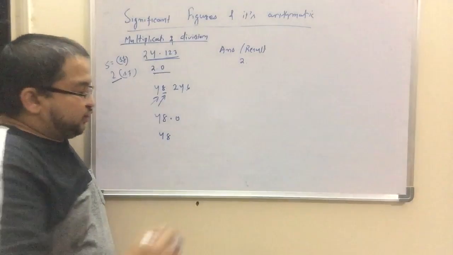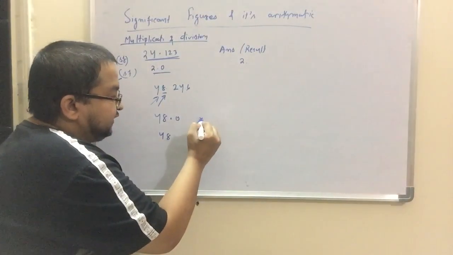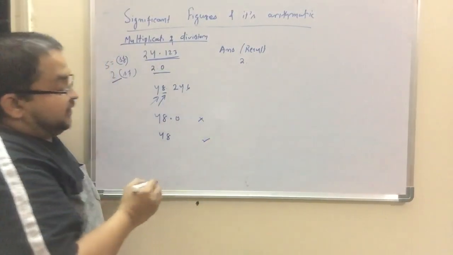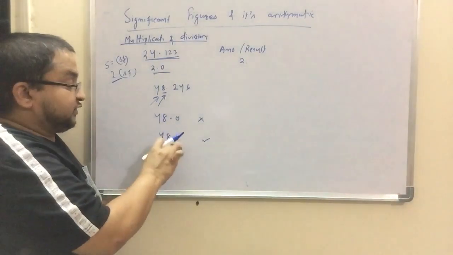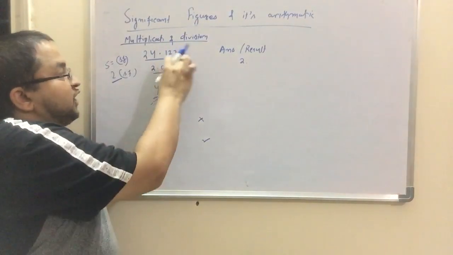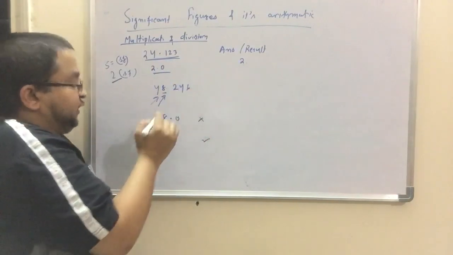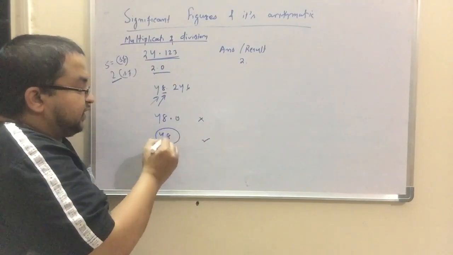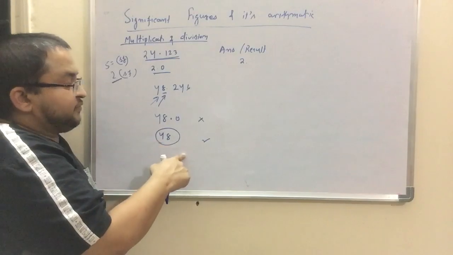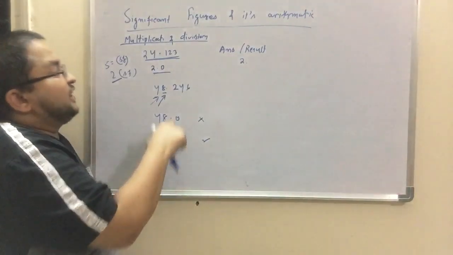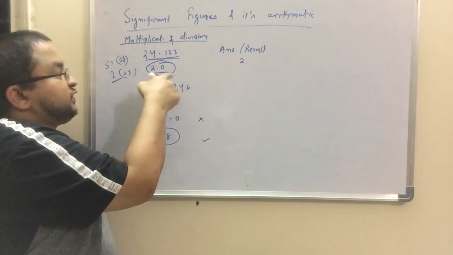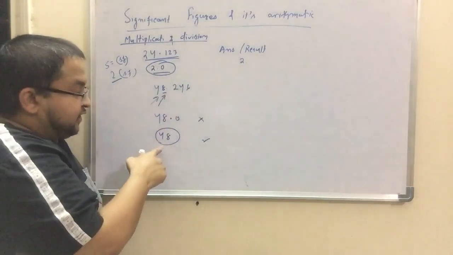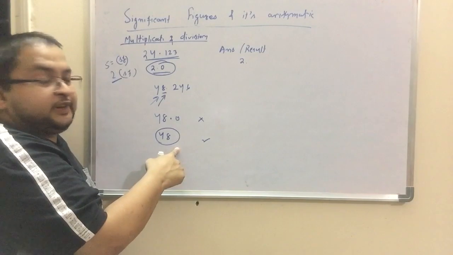The right answer is this one, and this one is wrong. Though numerically they are not different, as per significant digit calculation this is right. The rule that we have established is that your resultant should have only as many significant digits as the quantity with the least number of significant digits. The least number of significant digits here is 2, so your answer should not have more than 2 significant digits.